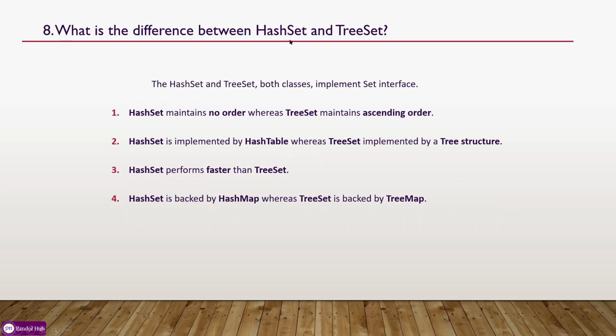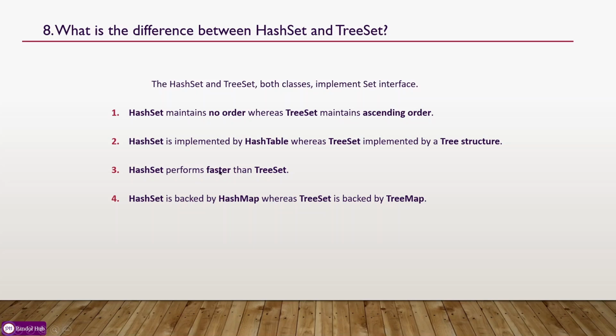So what is the difference between hash set and tree set? The hash set and tree set, both classes implement set interface. Hash set maintains no order, whereas tree set maintains ascending order. Hash set is implemented by hash table, whereas tree set is implemented by a tree structure.